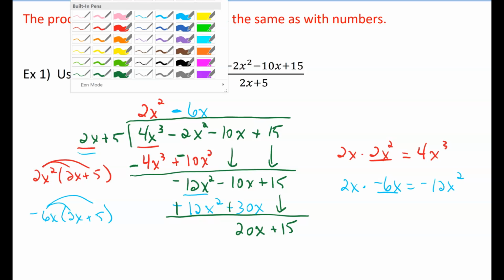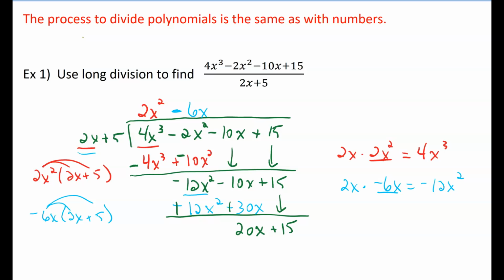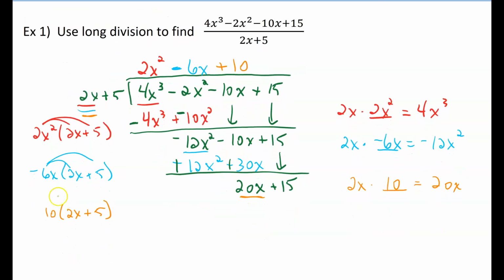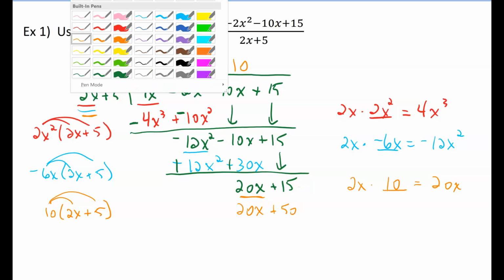And guess what? Do we do it again? Yes, we do it again. All right, so again, I am looking at the first term here and the first term in the divisor, and same thing, asking myself, 2x times what will give me 20x? And what's our missing term? 10. Okay, so I'm going to put in my plus 10 here. So I have 10 times 2x plus 5. All right, distributing that, that gives me the 20x that we were after, and then 10 times 5 is 50.